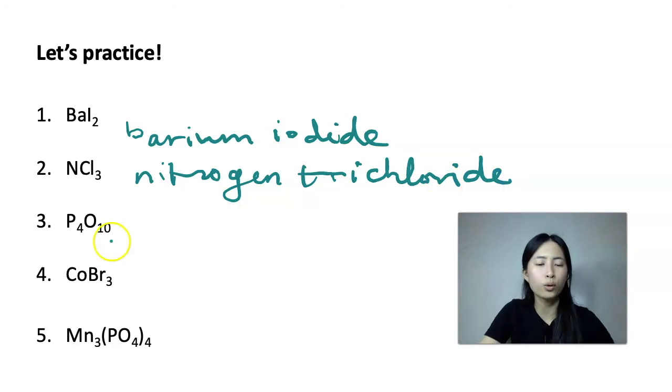Moving on to P4O10, we know that this is also a molecular compound. Therefore, there's 4 atoms of phosphorus, so it's tetraphosphorus, and it's decoxide because it's 10. So instead of being decaoxide, you drop the a, therefore it's decoxide.